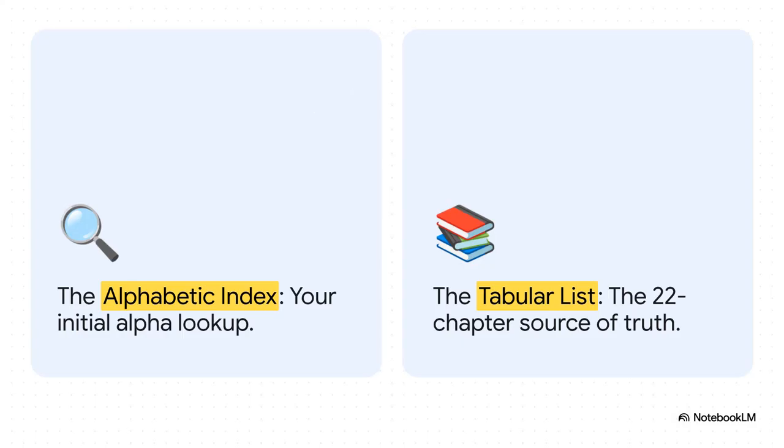To stop those costly denials in their tracks, we have to master the two core pillars of a coder's workflow. On one side, you've got the alphabetic index. That's your initial alpha lookup. On the other side, the tabular list, which is your 22-chapter source of truth. There is a very strict dichotomy here between just searching for a term and actually verifying the final code. Understanding how these two distinct tools interact, that is the absolute secret to a clean claim. So, let's break down exactly what each one does.